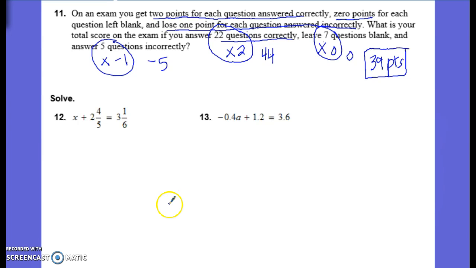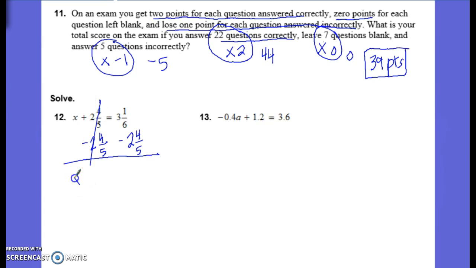12 and 13 are asking you to solve. Solve means you want to isolate your variable. You want to get that variable alone. Okay, here we have some fractions, but we're still going to be doing the same steps that we've learned before. In order to undo addition, you're going to do subtraction. So you're going to subtract 2 and 4/5 on both sides. Remember, whatever you do to one side, you must do to the other.